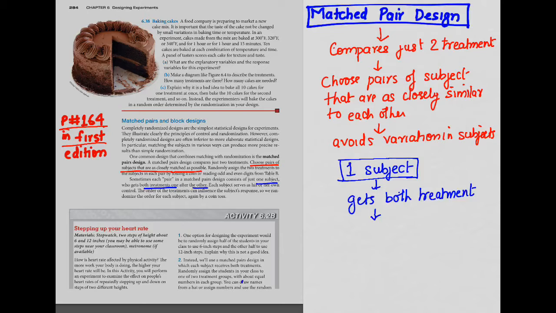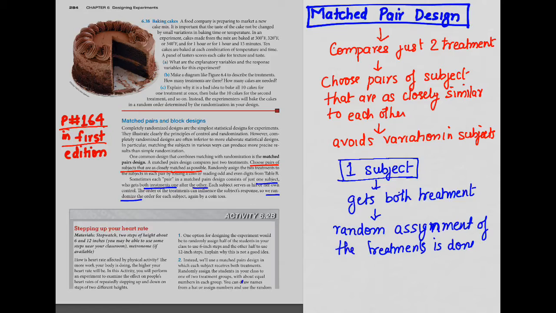But how do we assign the treatments to the person, in which order, if we are having two treatments? We need to choose the order so that their responses are not influenced by the order. That's done by randomization. So random assignment of the treatments is done. If you have two treatments, you can toss a coin or something to decide which treatment the person is tested for first and which second.